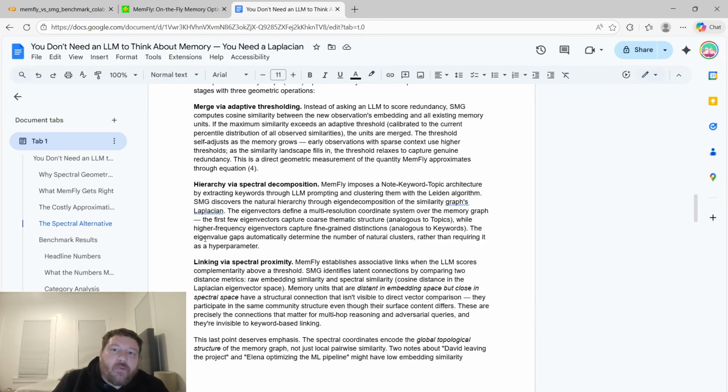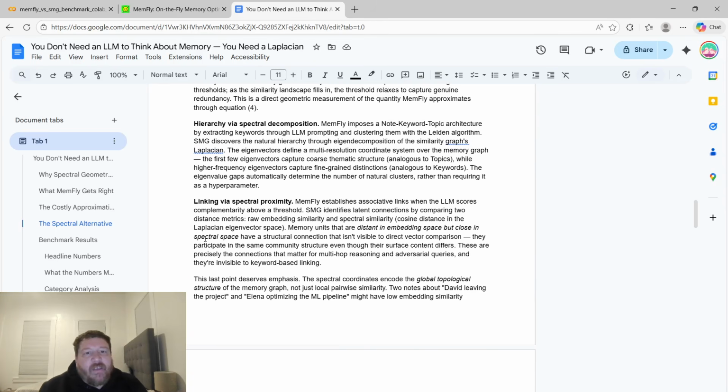Instead of asking an LM to score redundancy, SMG computes cosine similarity between the new observation's embedding and all existing memory units. If the maximum similarity exceeds an adaptive threshold, calibrated to the current percentile distribution of all observed similarities, the units are merged. The threshold self-adjusts as the memory grows. Early observations with sparse context use higher thresholds. As the similarity landscape fills in, the threshold relaxes to capture genuine redundancy. This is a direct geometric measurement of the quantity that MemFly approximates through an equation.